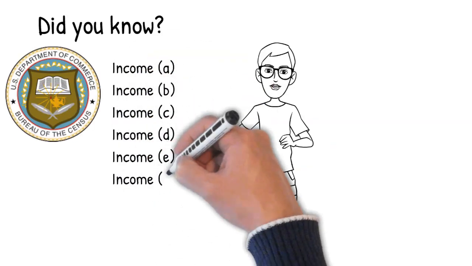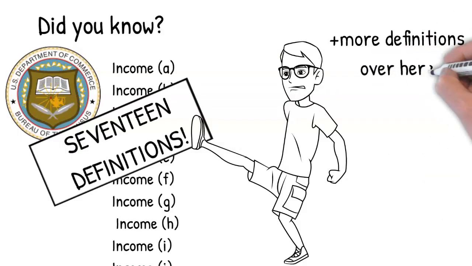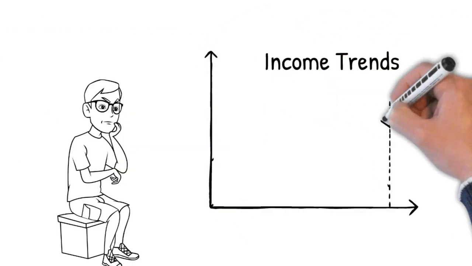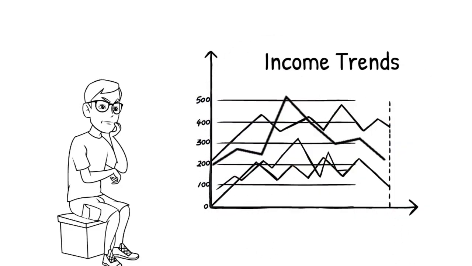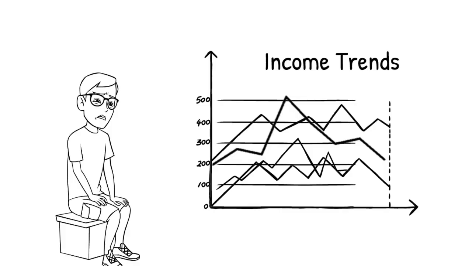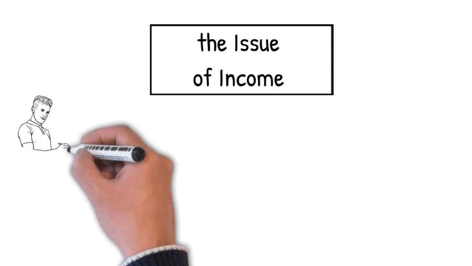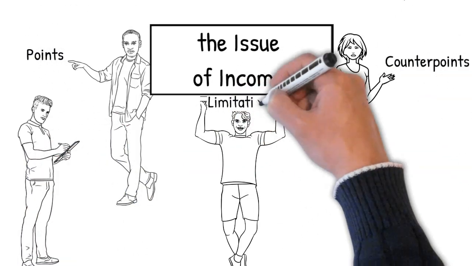Did you know that the US Census Bureau has 17 definitions of income? And other government agencies use different measures. Some of these measures show dissimilar trends over time. And if you don't understand exactly what these data sets actually measure, your research can be completely wrong. Things aren't always as cut and dry as they seem at first glance. So when we research, it's important to understand the points, counterpoints, and limitations.